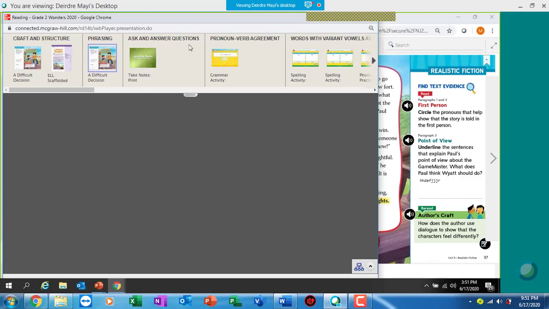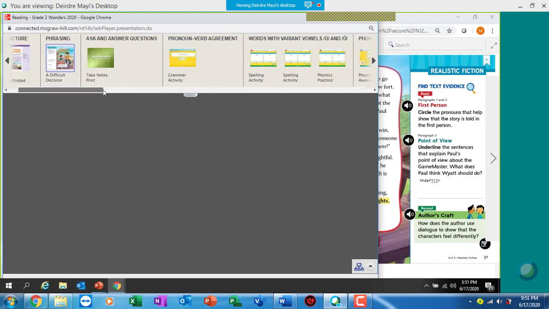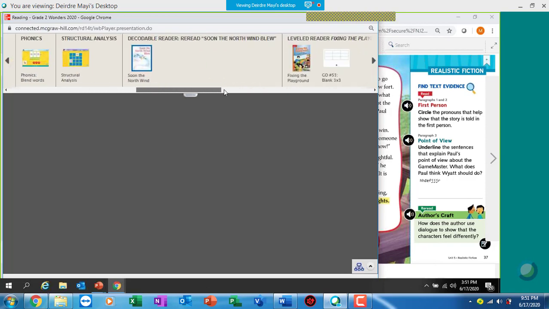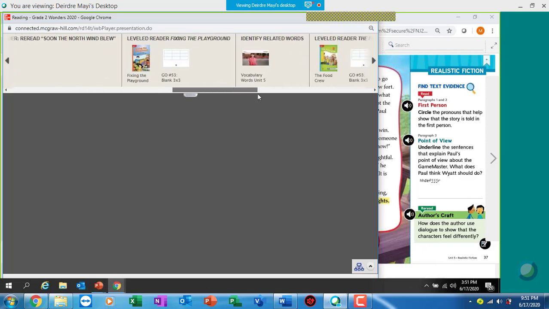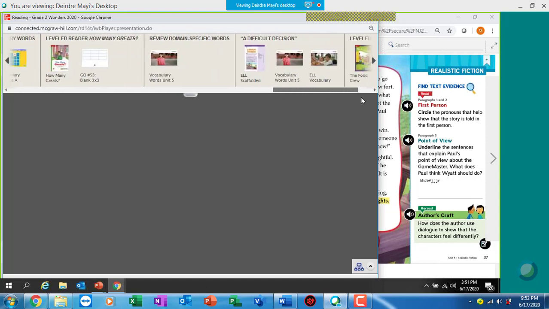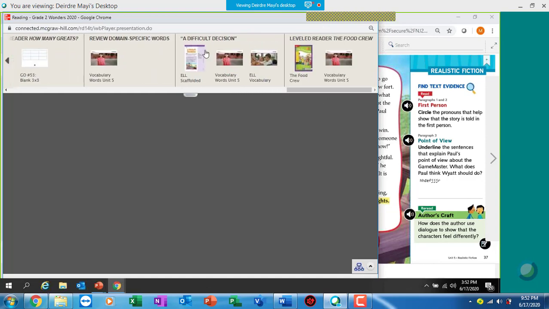Now, if I want to see all of the content, I can click on what looks like a shade screen, if you will, and I can see all of the content. There are lots of games here. There are sound spelling cards. My Decodable is here. I've got vocabulary cards, you name it. I've got all this content here.